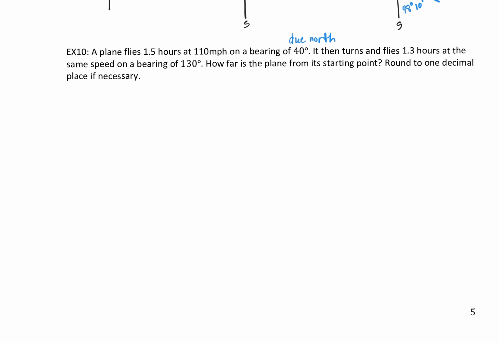I'm going to start with a cross. Now, I'm going to start out due north. I'm going to go a little bit like 40 degrees, so my angle is going to be sort of up. I think I'm going to have my cross be kind of down here. 40 degrees is not quite half. So I'm flying 1.5 hours at 110 miles per hour on a bearing of 40 degrees. And this is 40.